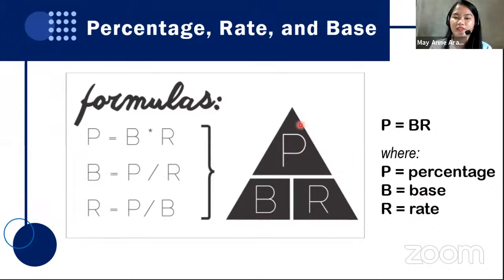So P is always the top of the triangle, and then we have here BR. So we know that percentage is just the product of the base and the rate. And to find B, takpan nyo lang siya, we have P over R. So to get the base, just divide percentage by the rate. And for R naman, just cover this R. So you have P divided by B, or percentage divided by base.